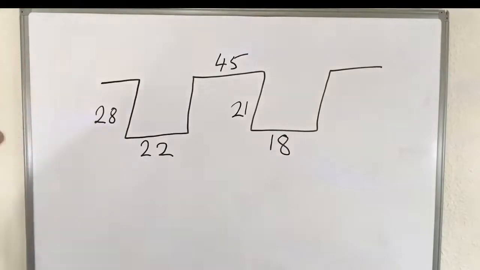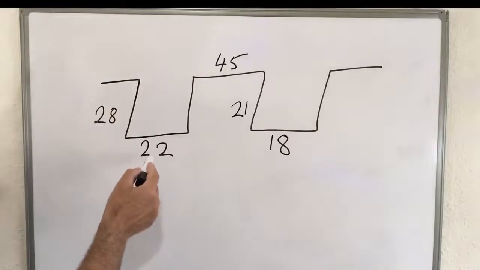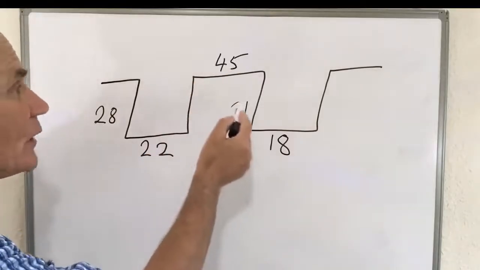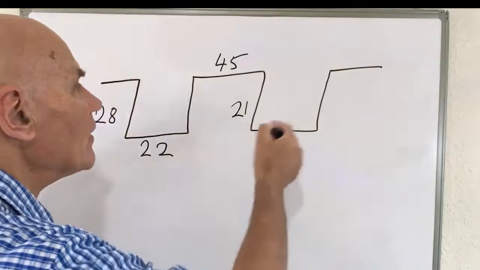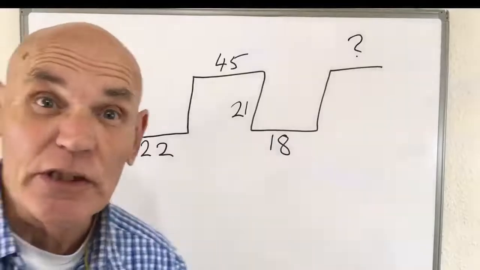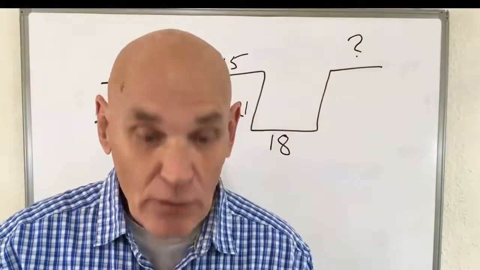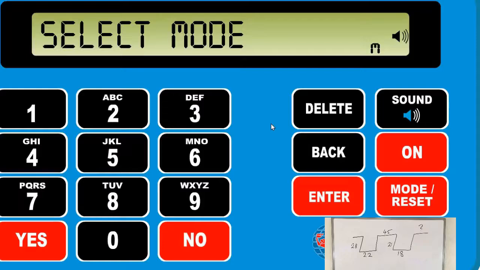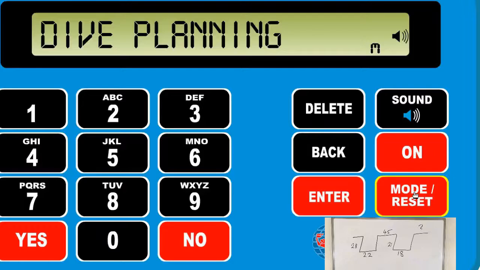So here we have a dive: 28 meters for the first dive for 22 minutes, 45 minutes surface interval, then an 18 minute dive at 21 meters. And what is the pressure group is the question. So let's just see how the ERDPML can deal with something like this. Once you've switched it on, we can see that we've got select mode here. And just have a look, we've got over here the mode reset button. So if I click it, the first choice we've got is dive planning. Fine, that's the one we're going to use, but let's see what else is in the box.